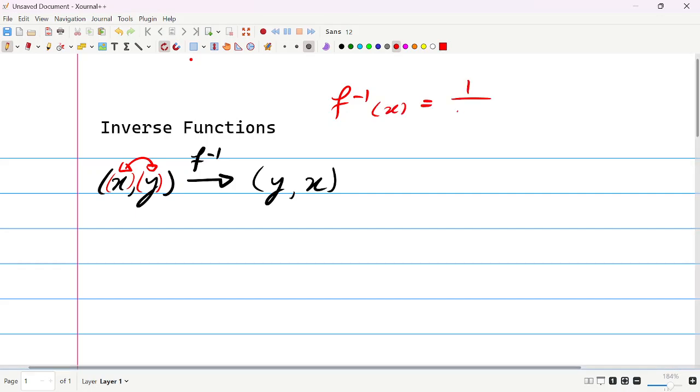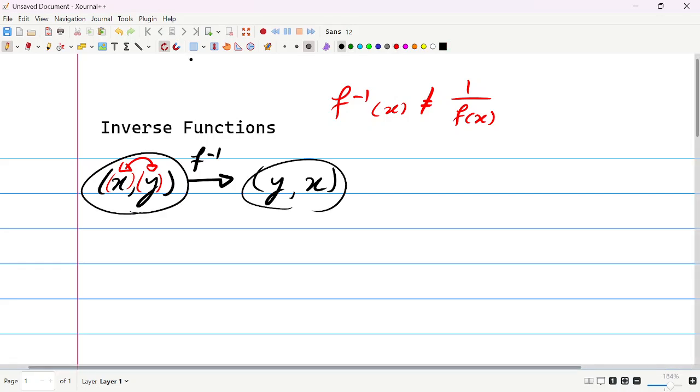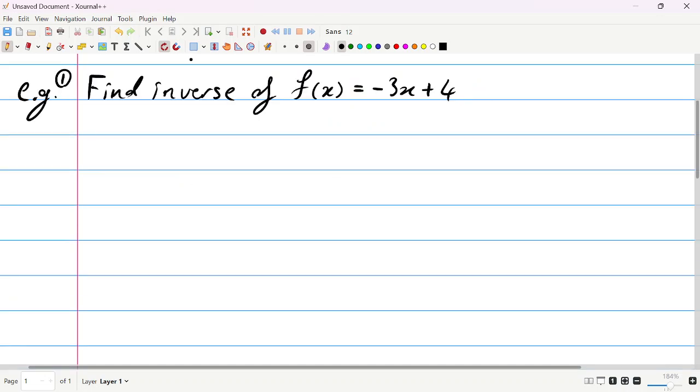Okay. So all I want you to know as well is that f negative 1 of x is not the same as 1 over f of x. If you're thinking about reciprocals, this is not the same. So all you're doing is taking the (x, y) coordinates and flipping them around. Okay. So let's get into an actual example to see how to actually apply this.